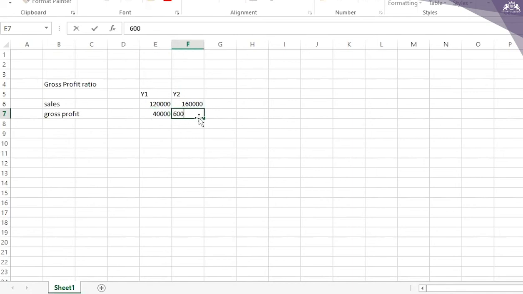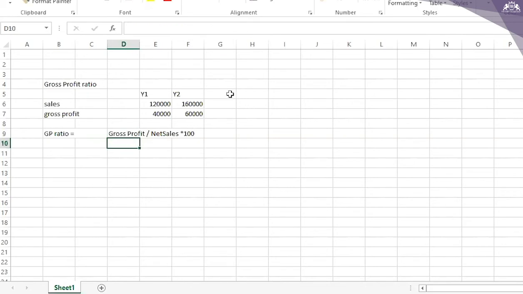And here it is 60,000. So the gross profit ratio would be equal to gross profit divided by net sales into 100. So what would this be?